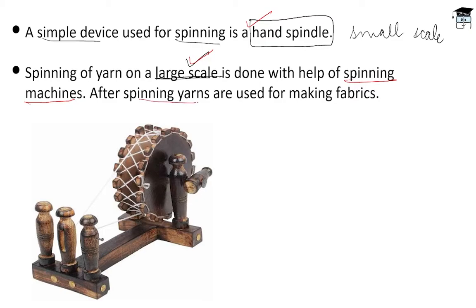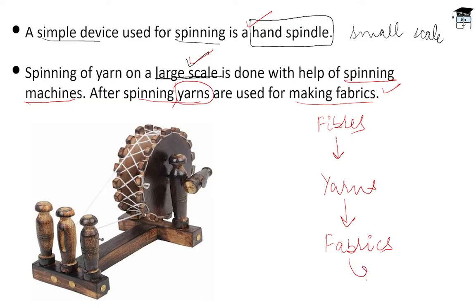After spinning, yarns are used for making fabrics. We know that, right? Fibers are converted into yarns, and these yarns after spinning are converted into fabrics, and these fabrics form our clothes. This is another picture of a hand spindle here.